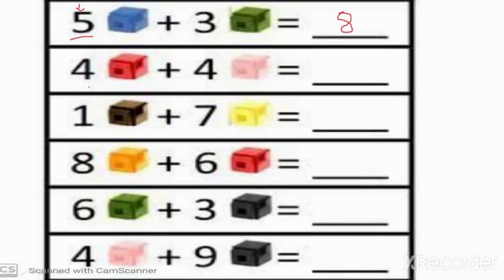4 plus 4. That means we have 4 already and we have to add 4 more to it. So after 4, 5, 6, 7 and 8, we get number 8. 1 plus 7. We already have 1 with us. 1 after 2, 3, 4, 5, 6, 7 and 8. My dear students, this will be helpful to you while you make oral counting.